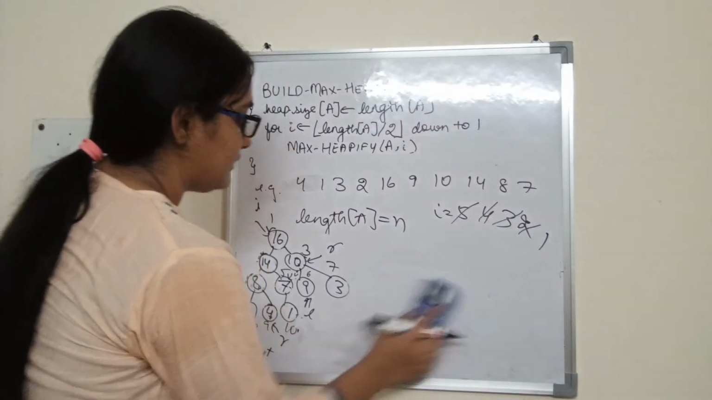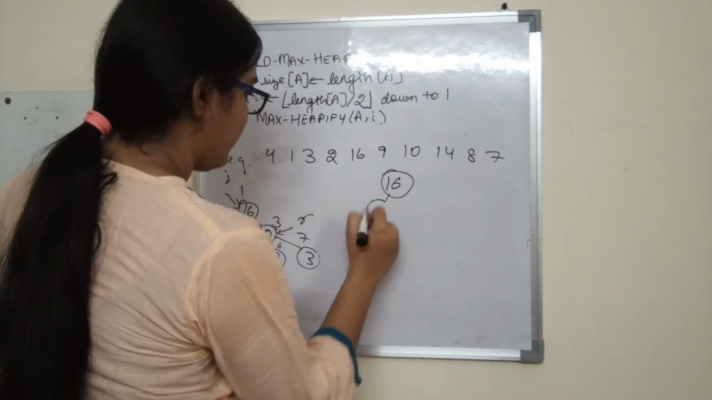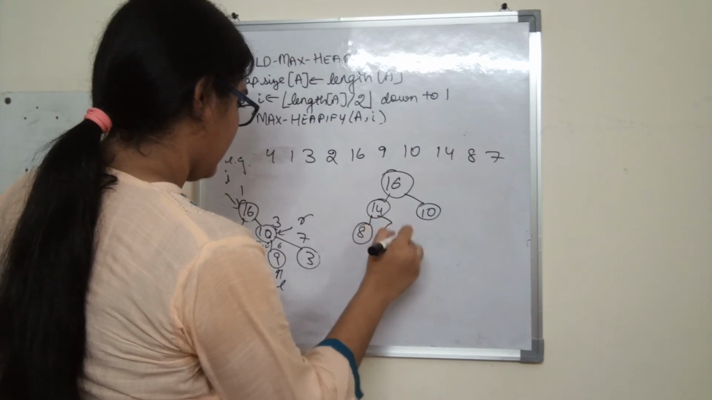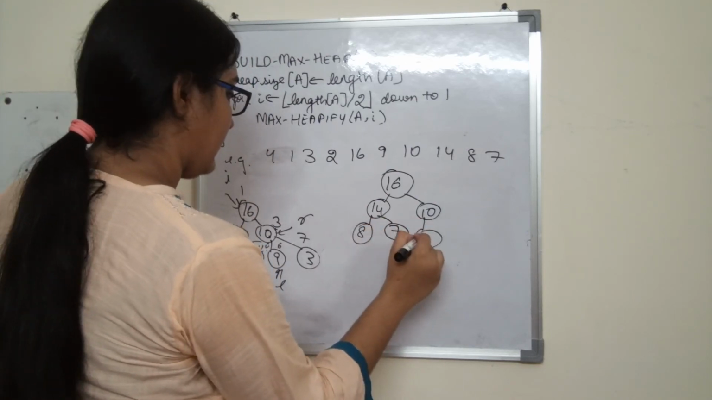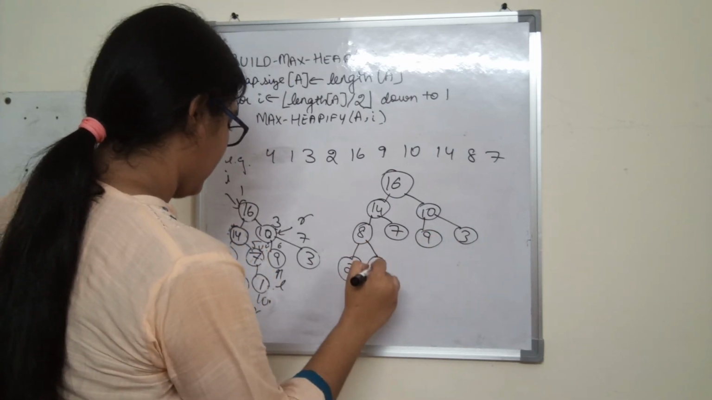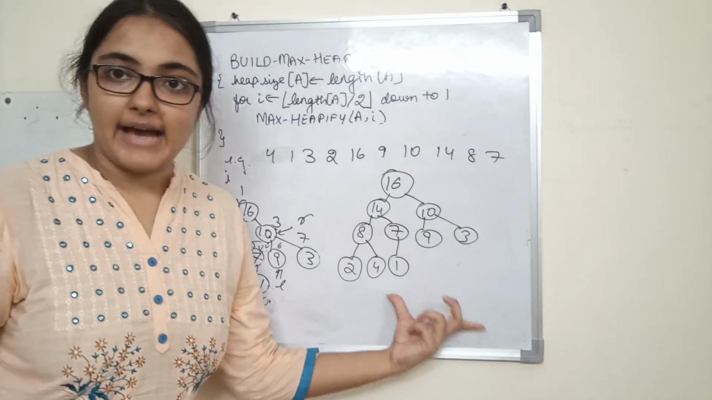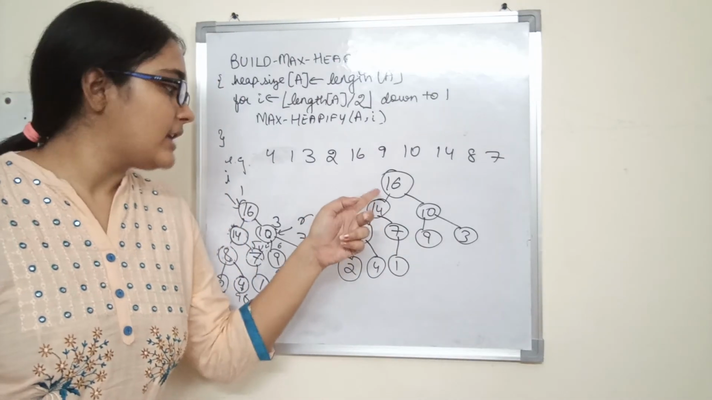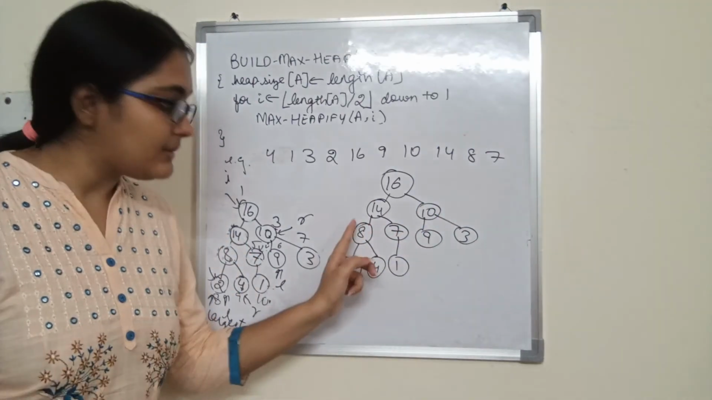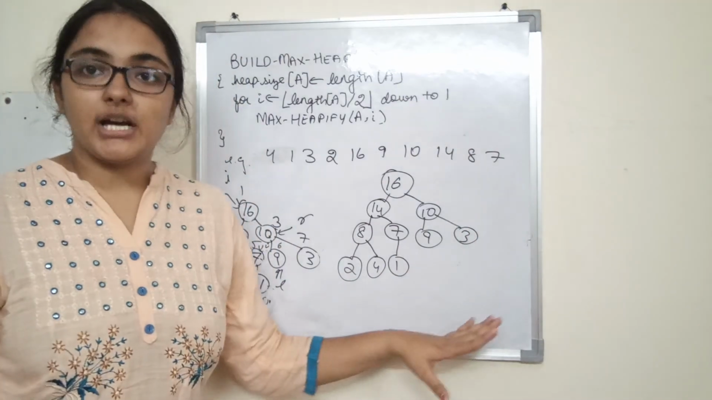Let me clearly write down this tree here. 16, 14, 10, 8, 7, 9, 3, 2. Alright, now this has become a max heap. Why? The maximum element is present at the root. Is this a max heap? Yes, maximum element is at root. Is this a max heap? Yes. Is this a max heap? Yes. Is this a max heap? Yes. Leaves are already max heaps. So now it has been successfully converted into a max heap.